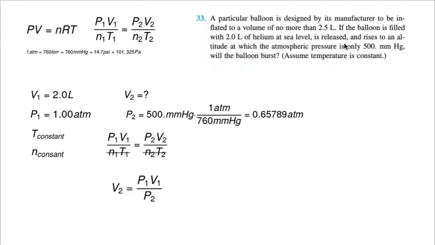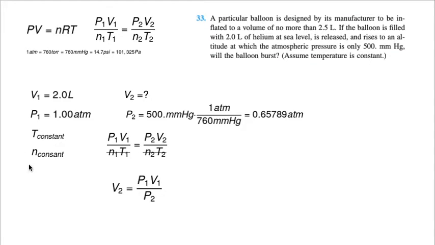If it's released and rises to an altitude at which the atmospheric pressure is only 500 millimeters mercury. So that's going to be our second external pressure, 500 millimeters mercury. We could use 760 millimeters of mercury here. That would have made things simple, but here we can also convert to atm. And notice, if it rises to that atmospheric pressure, will the balloon burst? Assume that temperature is constant.